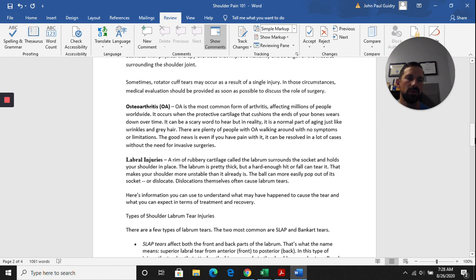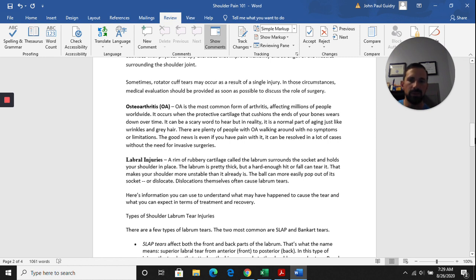And if it gets to the point, just as in other joints, we have joint replacement options that nowadays are getting better and better, and recovery is getting easier, and return to function, pain-free function, is a real possibility if you need to go that route.